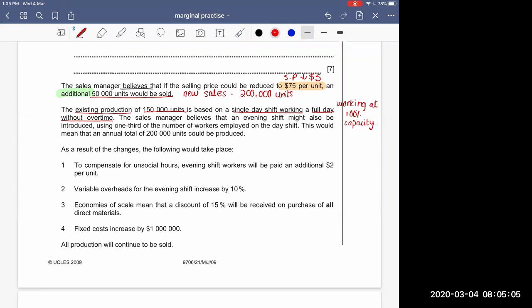The sales manager believed that an evening shift might also be introduced. So, to produce the extra 50,000 additional units, we are going to introduce an additional shift, and this is going to be the evening shift. Right now we were working in the morning shift, and to cope with our extra demand we have to work additionally in the evening. The sales manager believed that an evening shift might also be introduced using one third of the workers employed on the day shift.